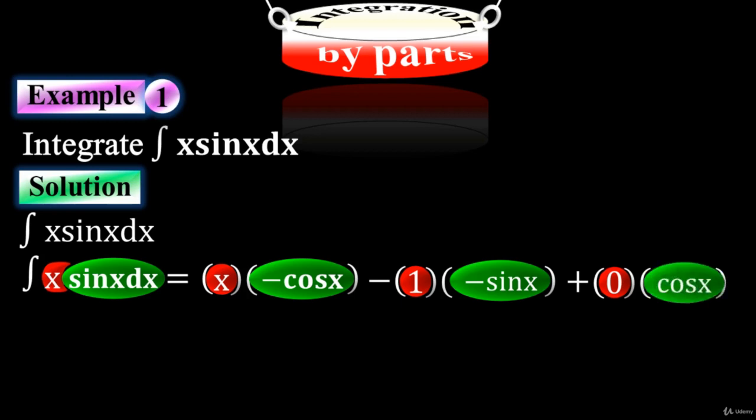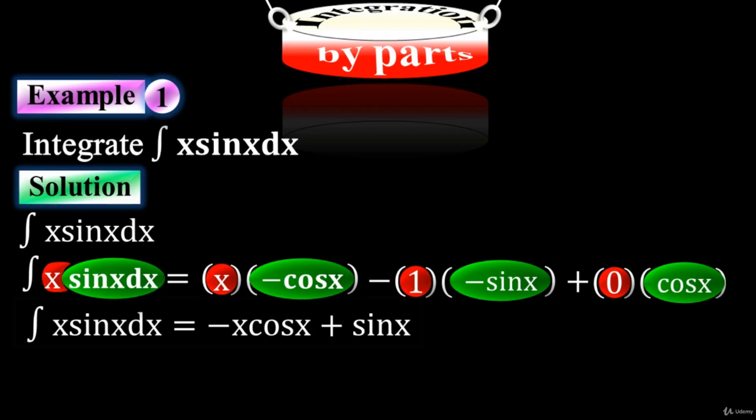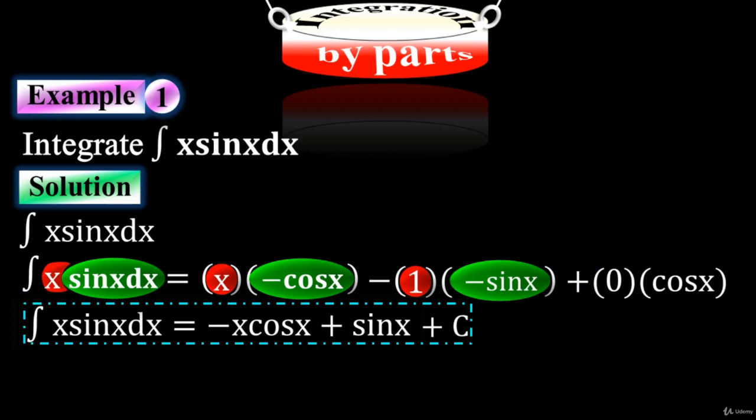And we have to stop here because we got 0 for the derivative term. When you get 0 for the derivative term, you have to stop. And the signs start from here: minus, plus, minus, plus, minus, plus till the end. So we have now integral of x times sine x dx equals minus x times cos x plus sine x. 0 times cos x will be 0, plus an arbitrary constant. And this is the final answer for the given equation by using technique number 2.